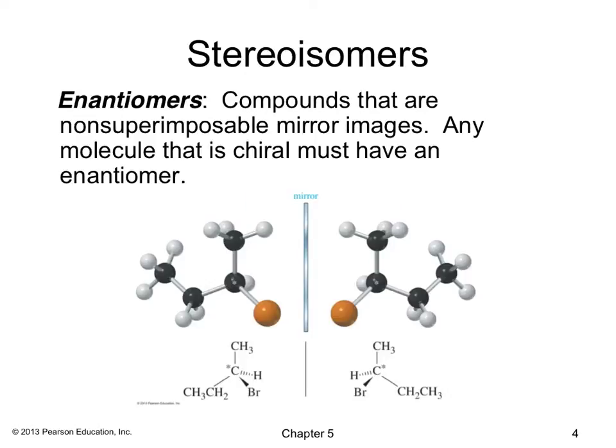Stereoisomers are molecules that exhibit a stereocenter in which there's chirality or a handedness. And we'll talk about that in a little bit more detail. Under stereoisomers, you can have what are known as enantiomers. These are compounds that are non-superimposable mirror images, and any molecule that is chiral must have an enantiomer.